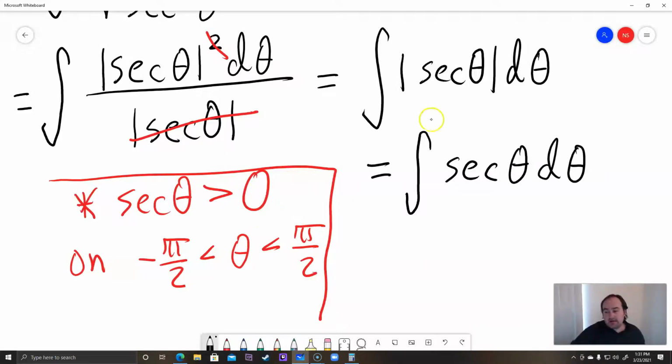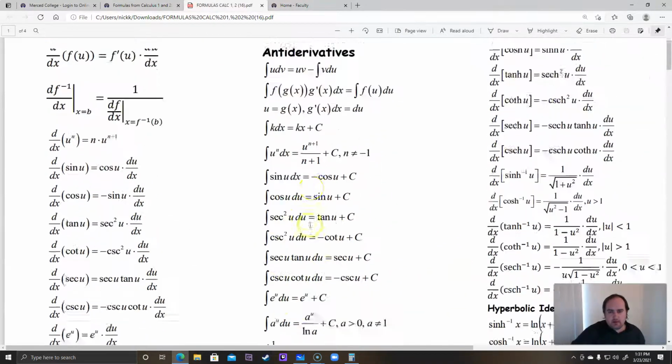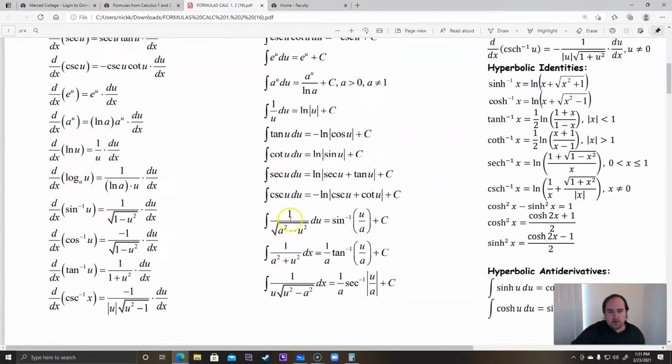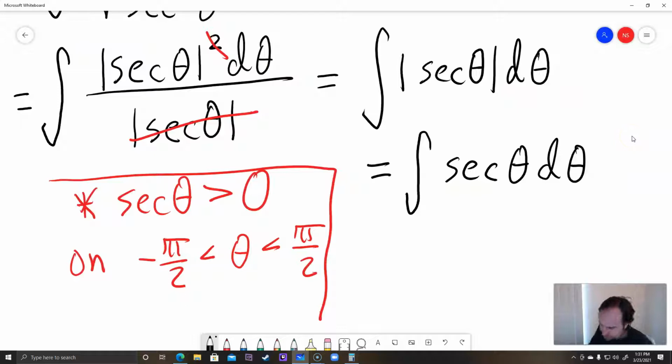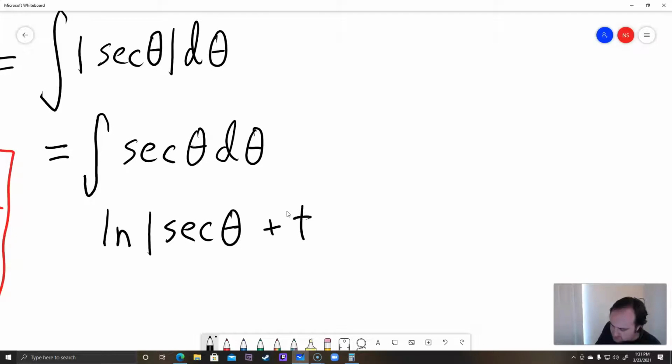And what's the integral of secant of theta d theta? Well, we should know that, and if we don't, we can look at our formula sheet. Right here on antiderivatives on the first page, the integral of secant of u du is ln of absolute value of secant of u plus tangent of u, plus c. But instead of u, here we have theta. So we have ln of absolute value of secant of theta plus tangent of theta, plus c.